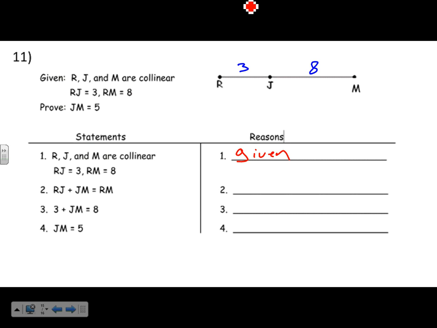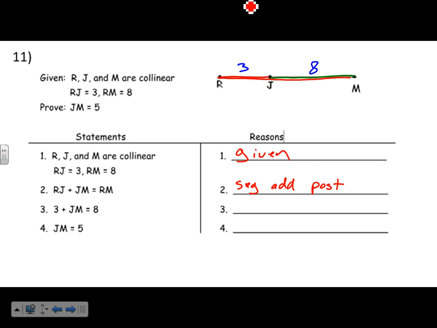Then it says RJ plus JM is equal to RM. How do we know that? When you add those two segments together, it equals the whole thing, RM. That is the segment addition postulate. That's from last chapter, but we need it here because that's how we know RJ plus JM is equal to RM.